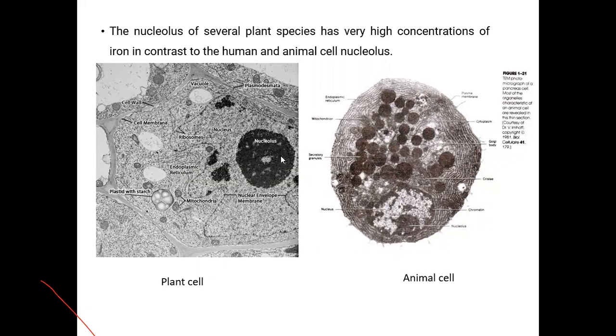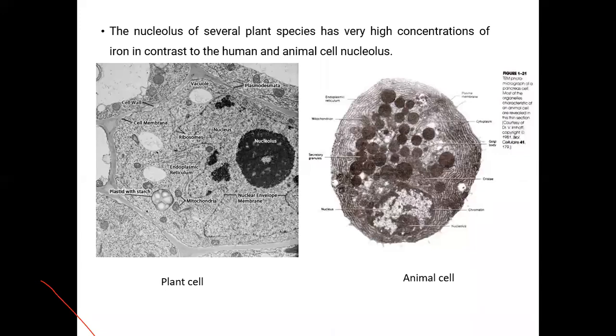The plant cell nucleolus contains a higher amount of ferrous ions, that is iron content, so it looks much darker than the nucleolus of an animal cell. You can compare these cells. This is a plant cell, this is an animal cell. The nucleolus here and the nucleolus here, you can differentiate among them.